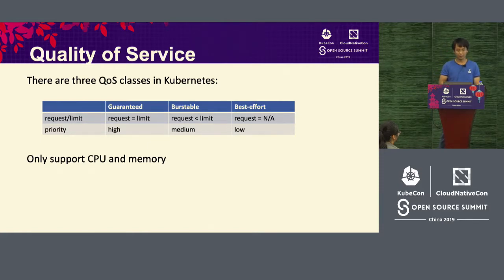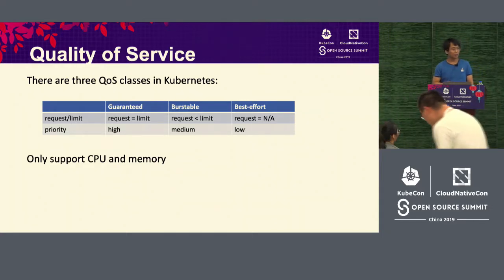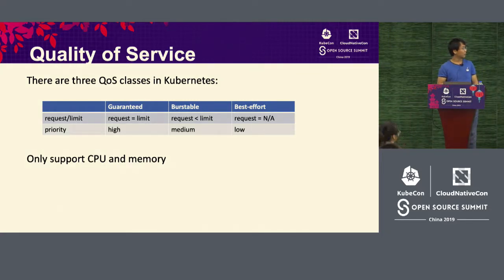And in Kubernetes, there are three quality of service classes. The first one is Guaranteed. Guaranteed means the request is equal to the limit, and once that is set up, this resource will be appointed with the highest priority.